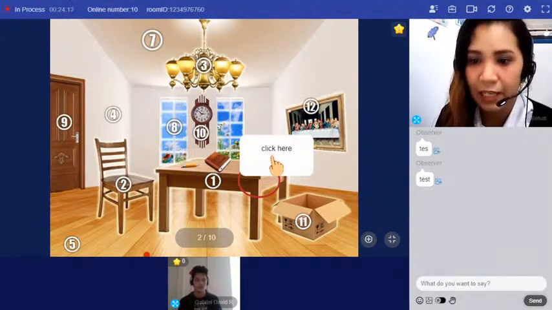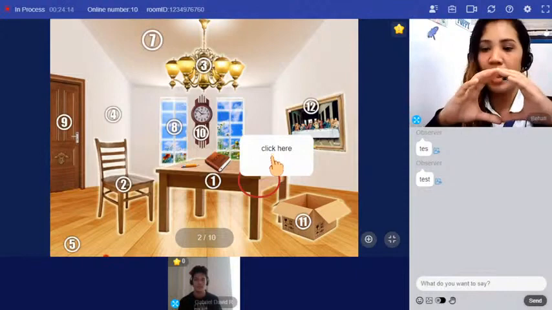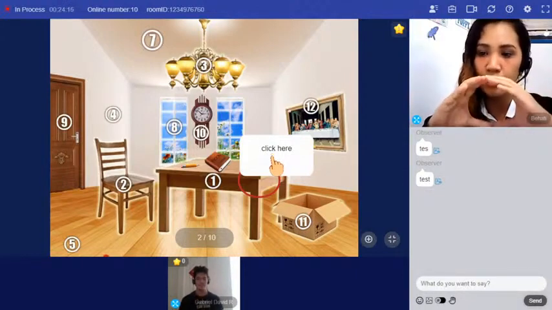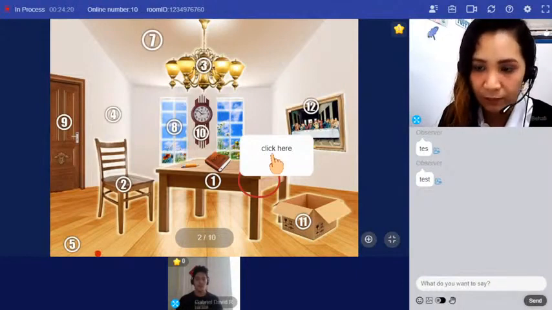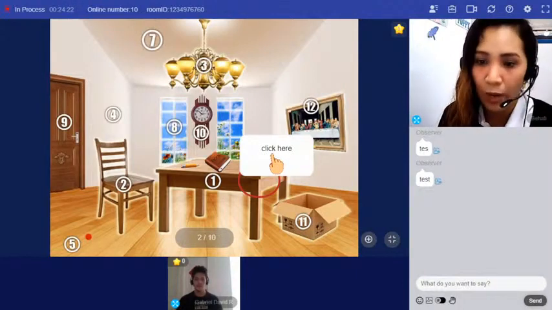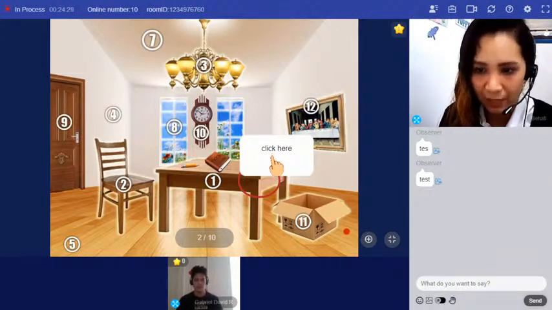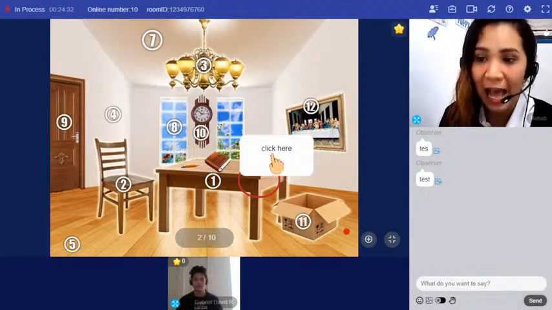Can you sit at the corner of a round table? No, I can't sit at the corner of a round table. Why not? Because a round table has no corners.